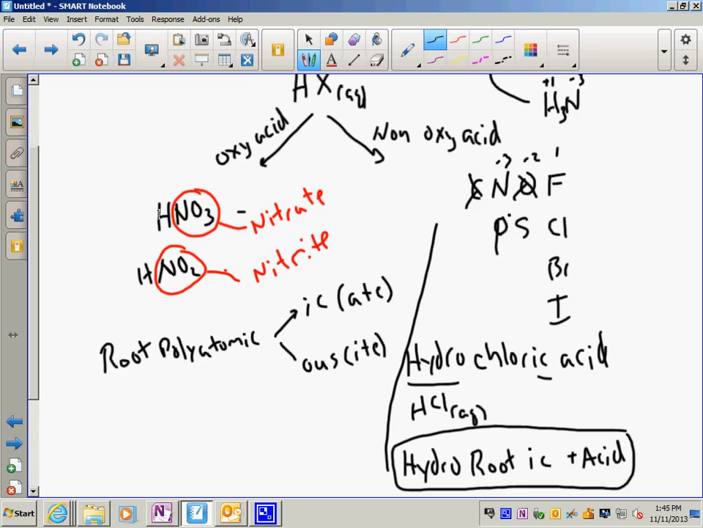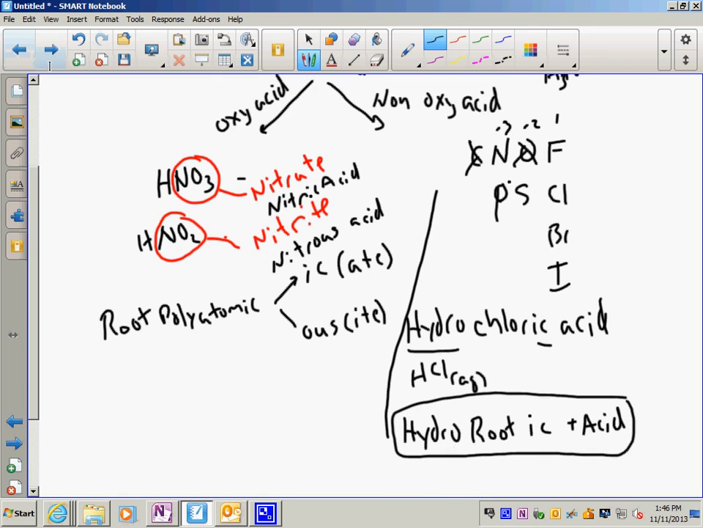So this guy's name here would be nitric acid. And this guy's name here would be nitrous acid. Two different forms, two different chemicals, one very different than the other one. Nitric acid is very commonly used in industry. Let's do another example here.